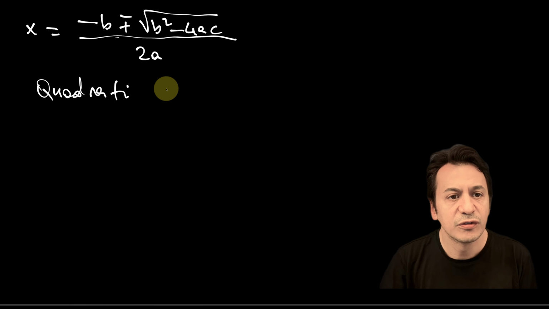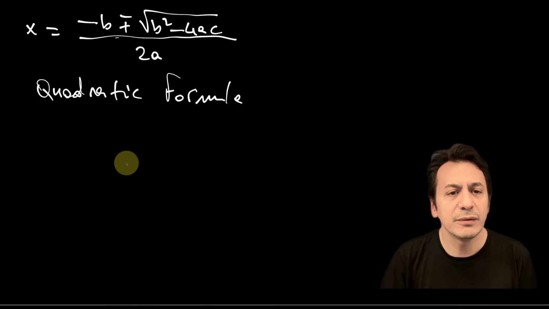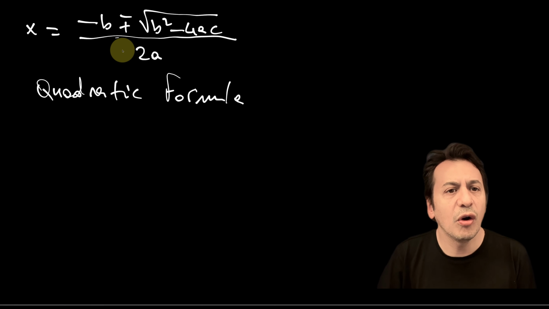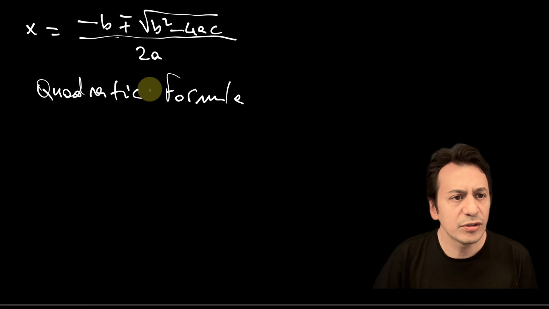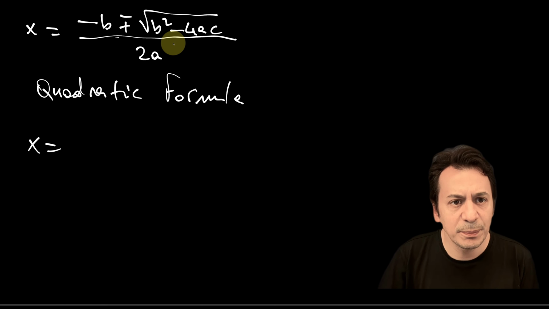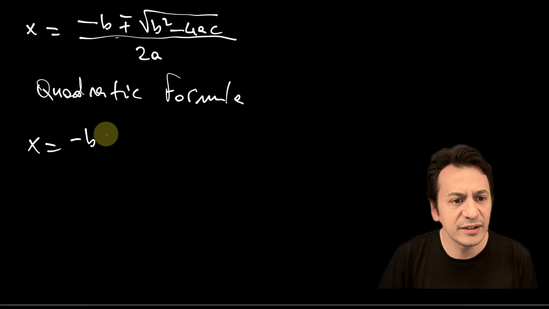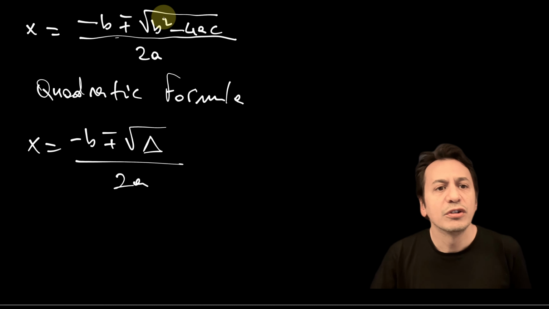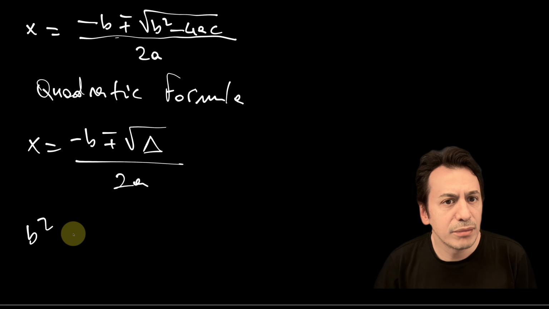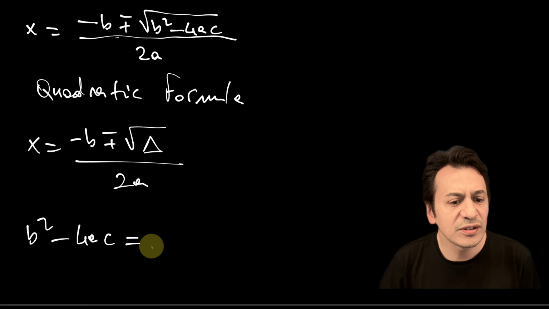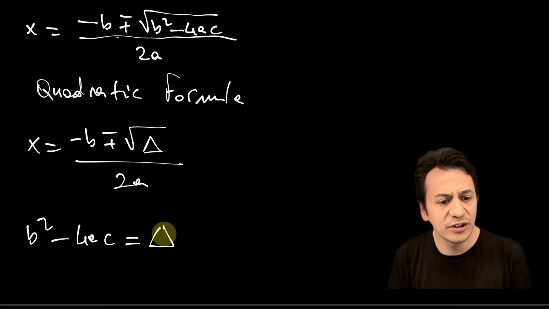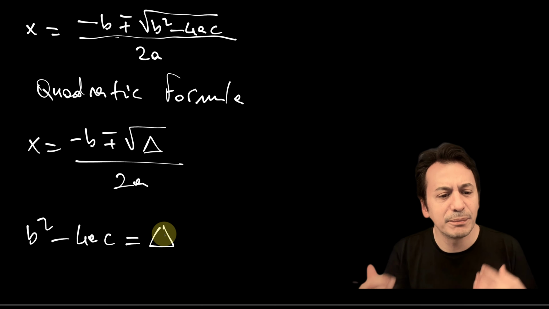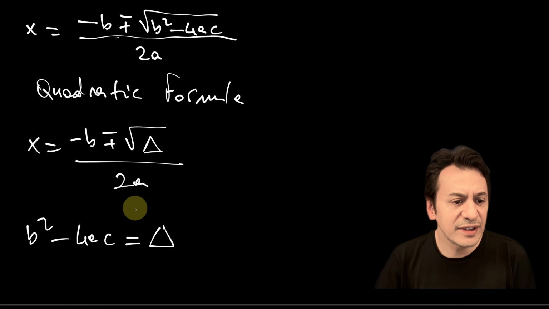Quadratic formula. It seems complicated, right? Well, people thought the same way. So instead of writing all these letters, they thought of something like, let's call this part delta and write it as the square root of delta over 2a. So b squared minus 4ac is called delta. This is just an abbreviation in order to make the equation seem simpler.